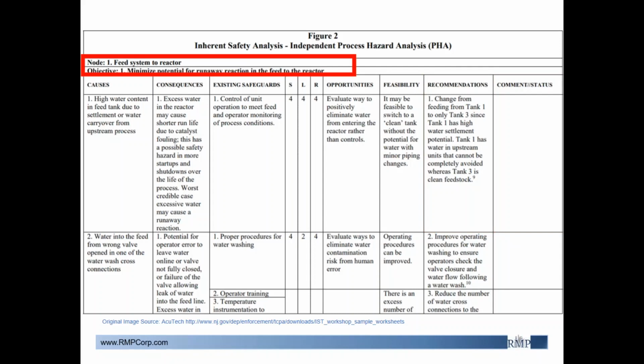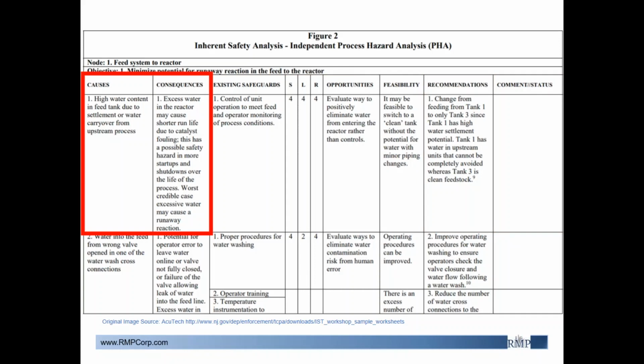So for this example, or in this figure, the process node is feed to the reactor. The first row identifies the cause as high water content in the feed tank. And the consequence of this cause is documented as excess water in the reactor may lead to shorter run life due to catalyst fouling, and the worst case scenario is that excessive water may cause a runaway reaction. The safeguards for this consequence include operator monitoring of process conditions.